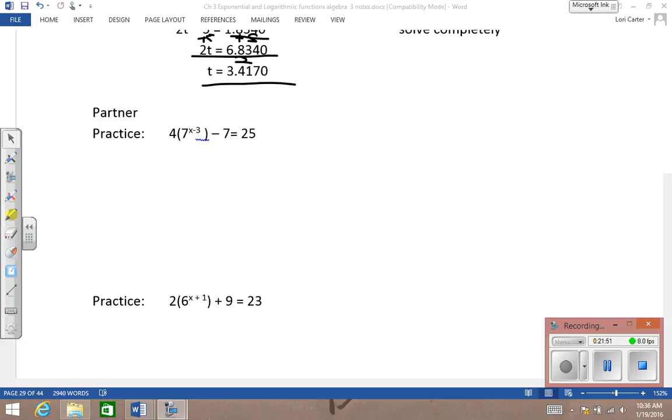4.0686. Last one. 0.086. I second that motion.